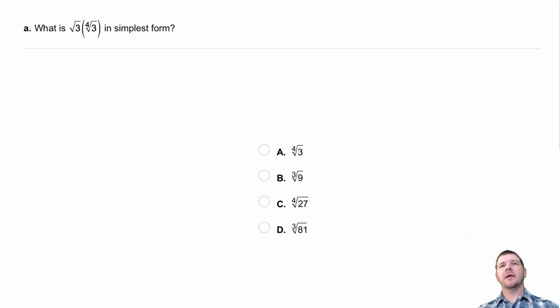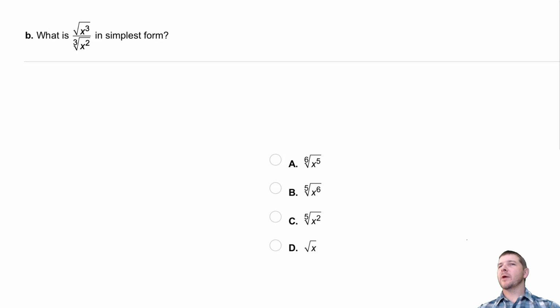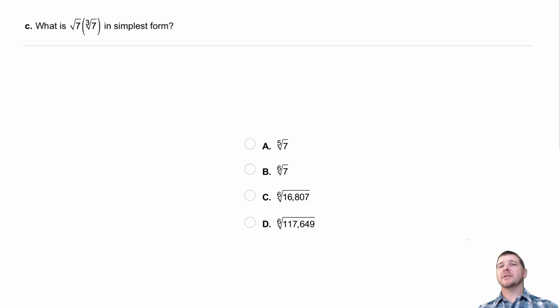Your turn, part A. What is the square root of 3 times the 4th root of 3 in simplest form? Part B. What is the square root of x cubed over the cube root of x squared in simplest form? Part C. What's the square root of 7 times the cube root of 7 in simplest form?